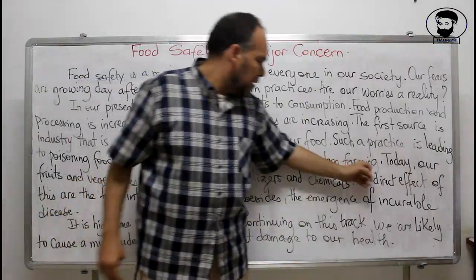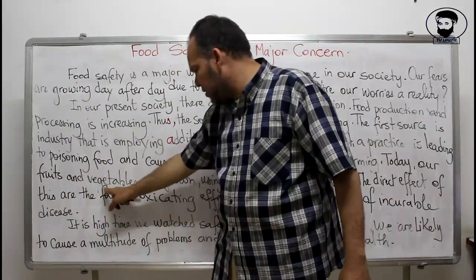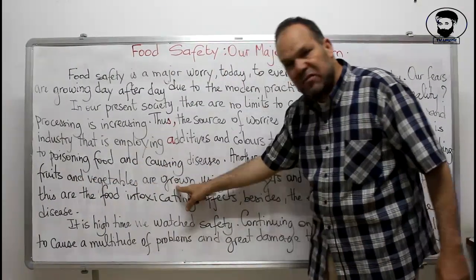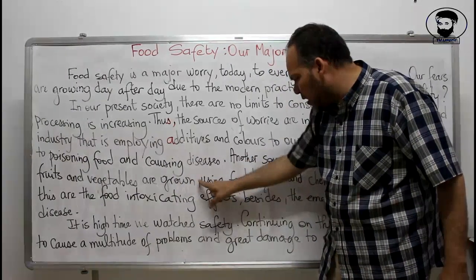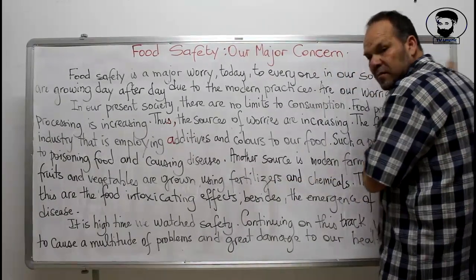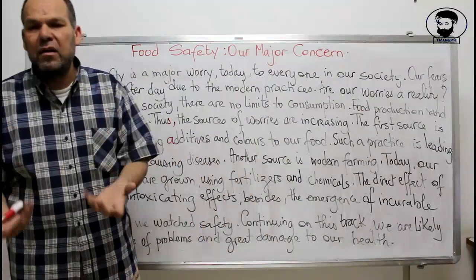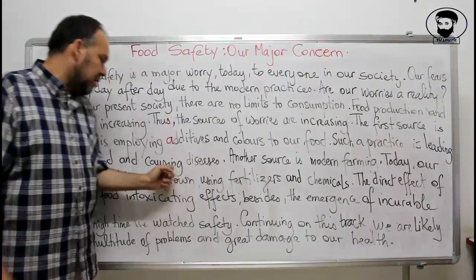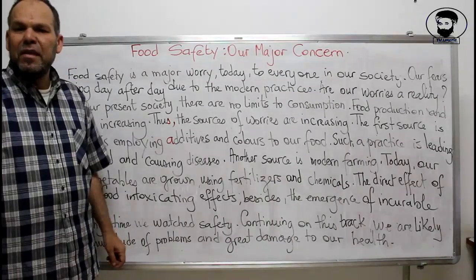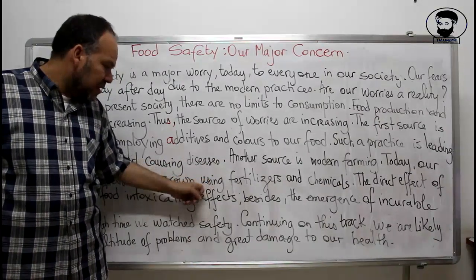A short sentence. Today, our fruits and vegetables are, plural form, are grown, passive voice, grown using fertilizers and chemicals. Today in the farm, the farmer is not using a natural way to grow vegetables. Now, why do you say are grown? Because they are grown by the farmer. In the passive voice, the farmer grows, so the fruit and vegetables are grown using what?